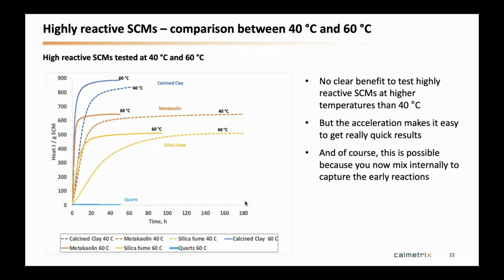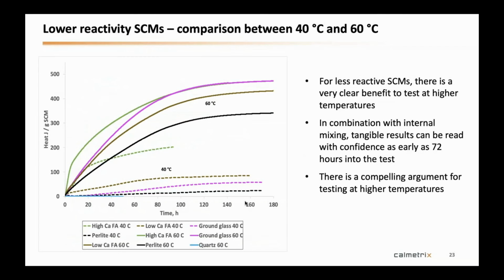But I can understand if people say, why do I do 60 degrees? 40 degrees gives me the same result. Now on the lower reactivity materials, it's the same concept. We still have the same colors. So for the high C fly ash, the ground glass, the perlite, etc., the dotted lines are 40 degrees C, the solid lines are 60 degrees C. Here you see there's quite a big difference.